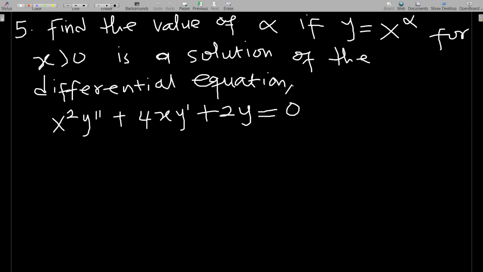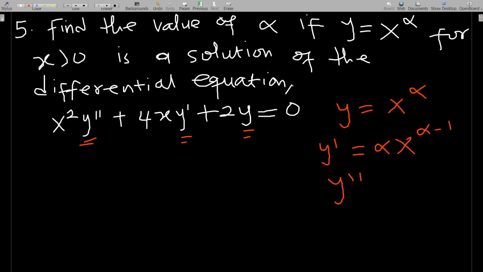Now with the last one, we say find the value of alpha if y equal to x to the alpha for x greater than 0 is a solution of the differential equation x squared y prime prime plus 4x y prime plus 2y. So here we have y prime prime, we have y prime, and we have y. So y is already giving us x to the alpha. We are looking for alpha. That means y prime will be equal to alpha x to the alpha minus 1. Alpha is an integer, sorry.